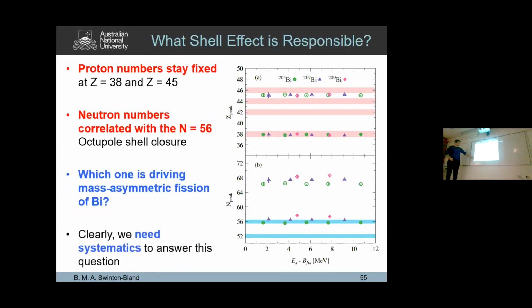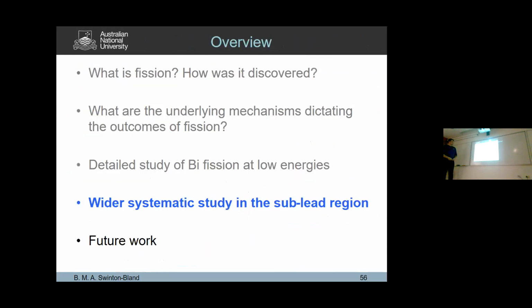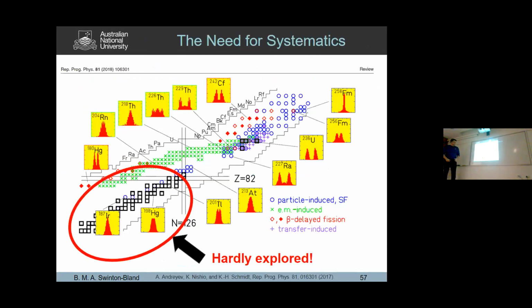I'm going to say experimental systematics again. We need a wider range. So we can introduce this in a wider systematic study that's being formed at the ANU partly by myself, as a much wider range, and also by other people at the ANU as well. Now, this one, I promise you, has all the distributions that are supposed to be there. What I'm showing is that we obviously haven't really explored this sub-lead region.